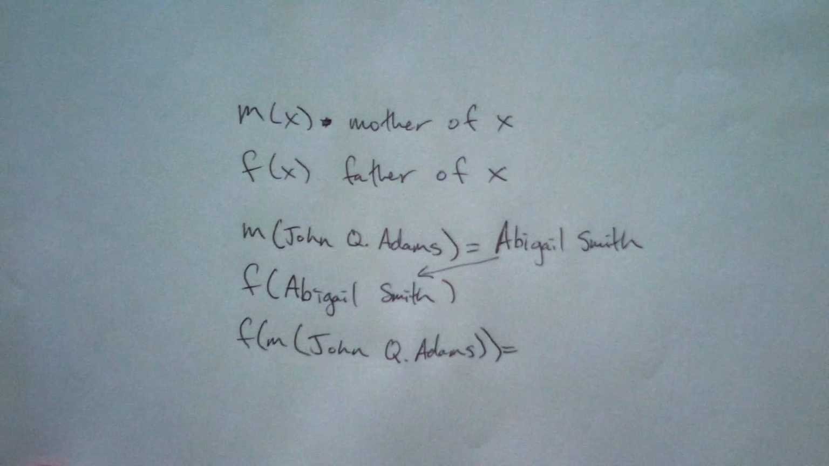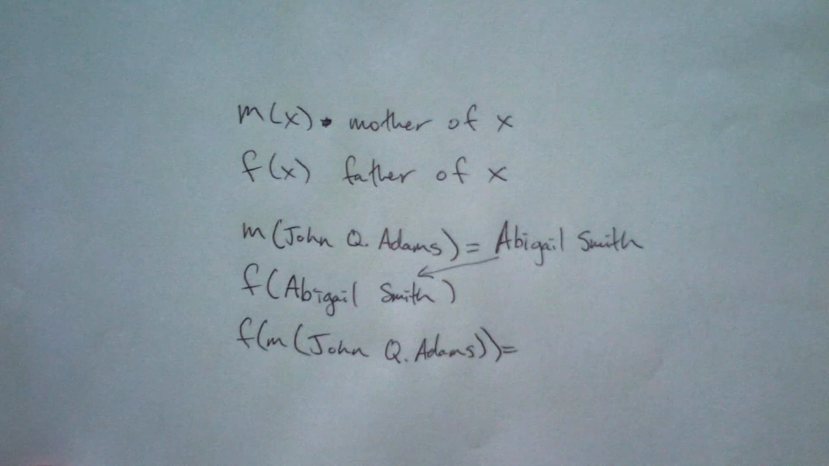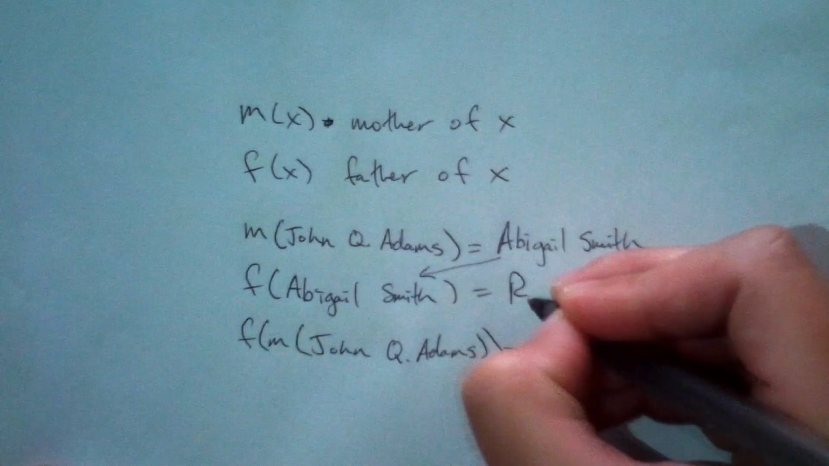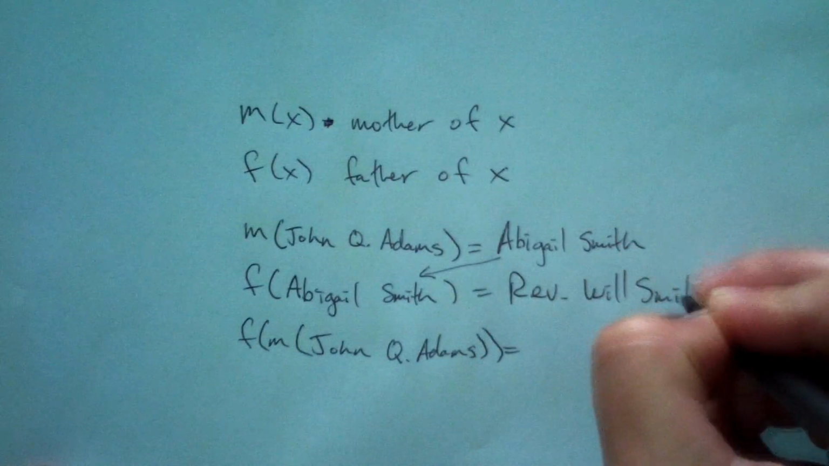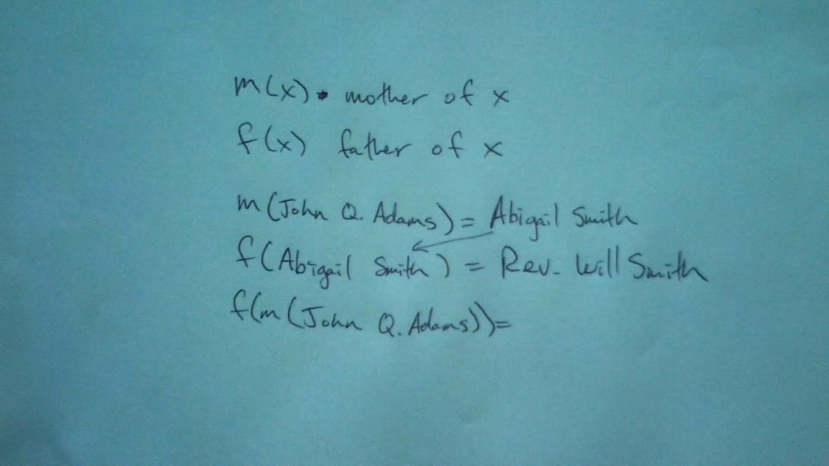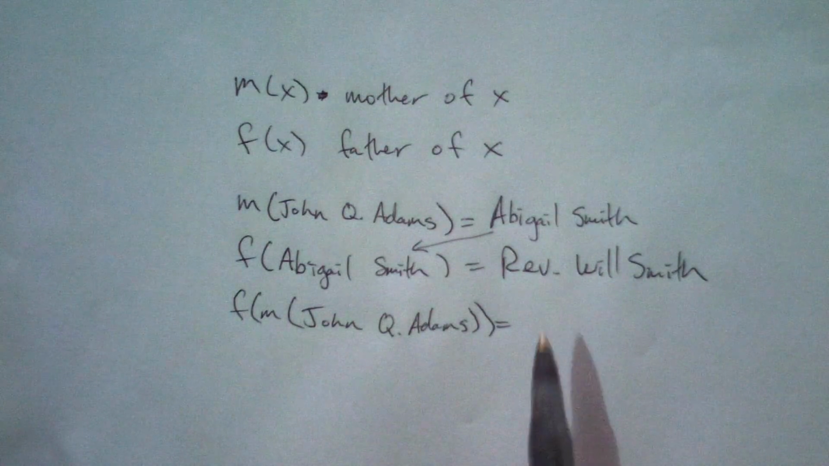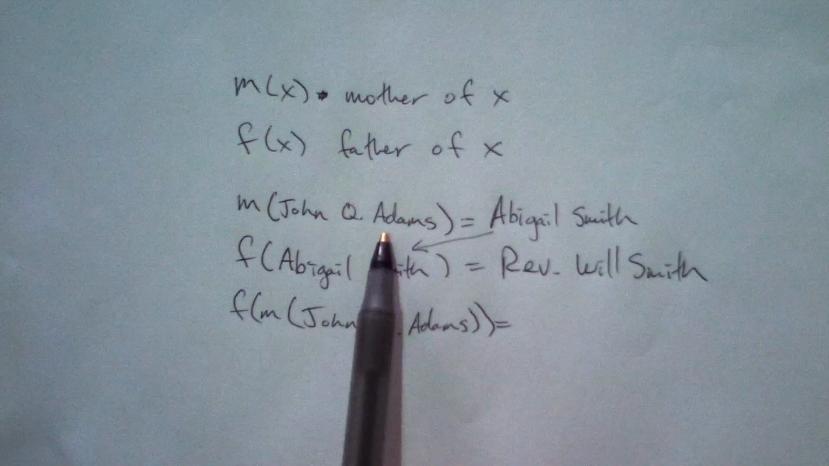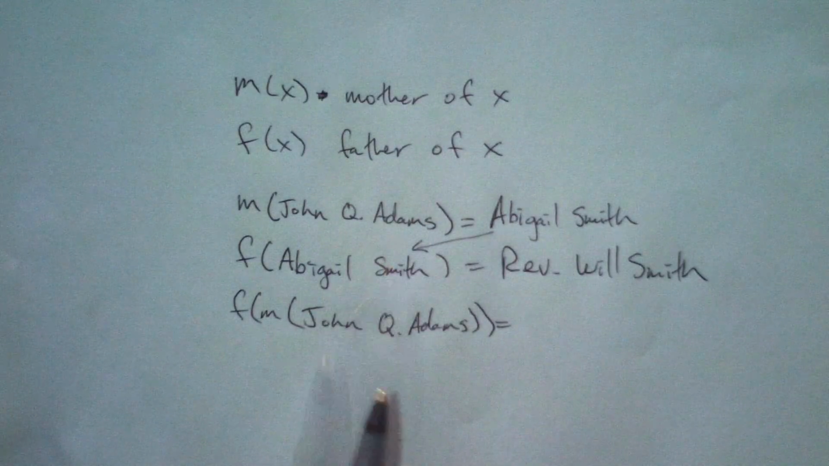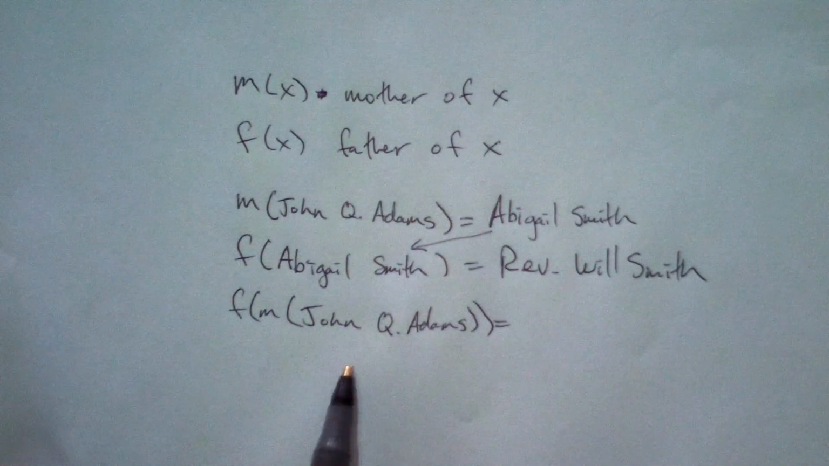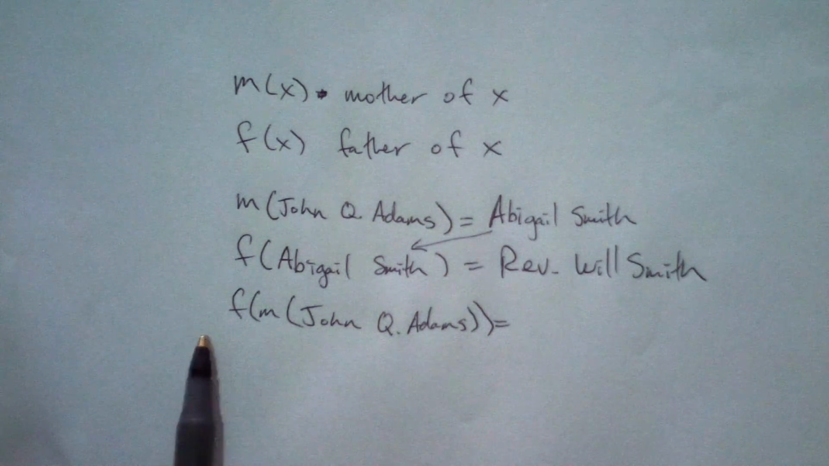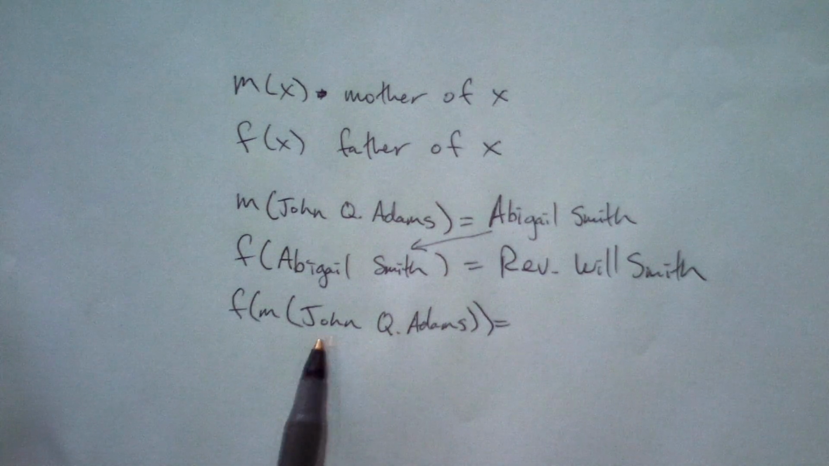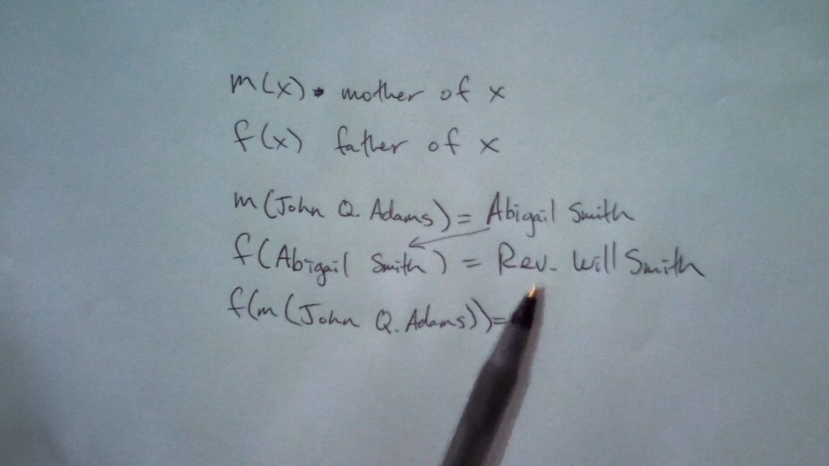So then here, the reason that they ask for the mother of John Quincy Adams, get that, and then put it in there, that would be the same as writing it out just like this, where you find the mother of John Quincy Adams first, then you find the father of whoever the mother was. So that would kick out that same Reverend Will Smith. So there might be situations where they use the family tree thing there, but it's asking the same concepts, just instead of an equation, they're just asking for words.